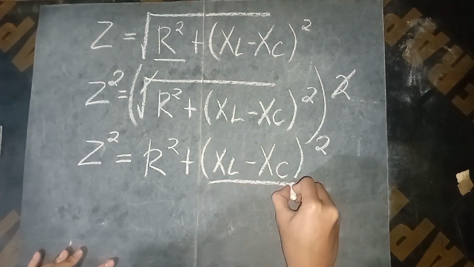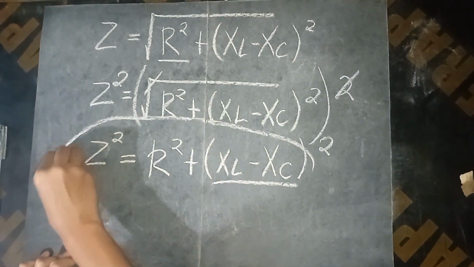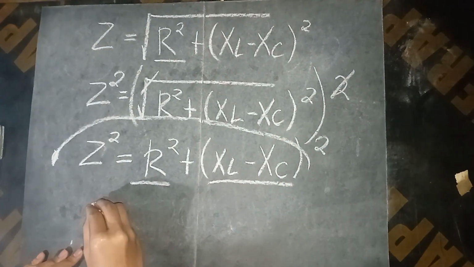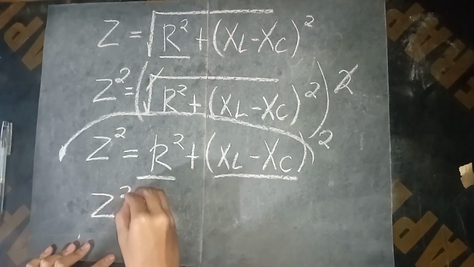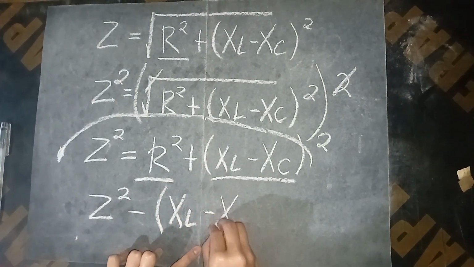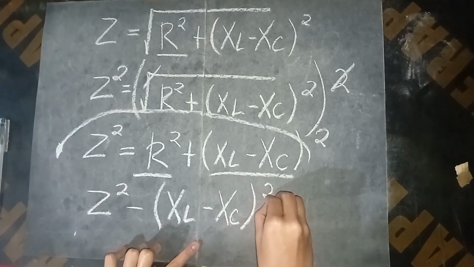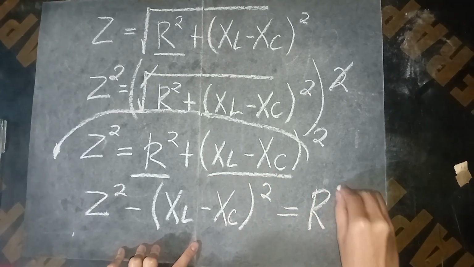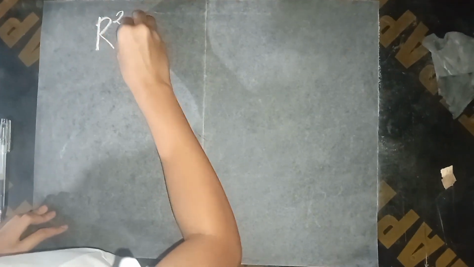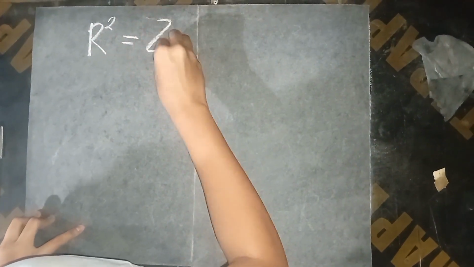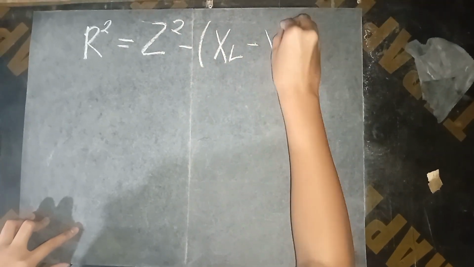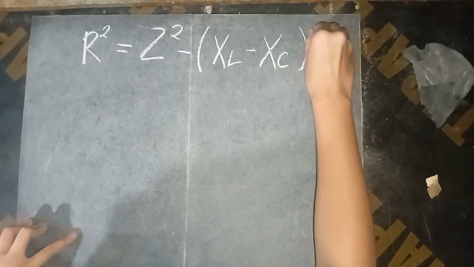And ang sunod na buhaton is i-transfer nato sa other side si XL minus XC, since si R squared man atong gipangita. So, inani na siya where Z squared minus XL minus XC squared is equals R squared. So, naabot na ta ani nga formula where R squared is equals Z squared minus XL minus XC squared.